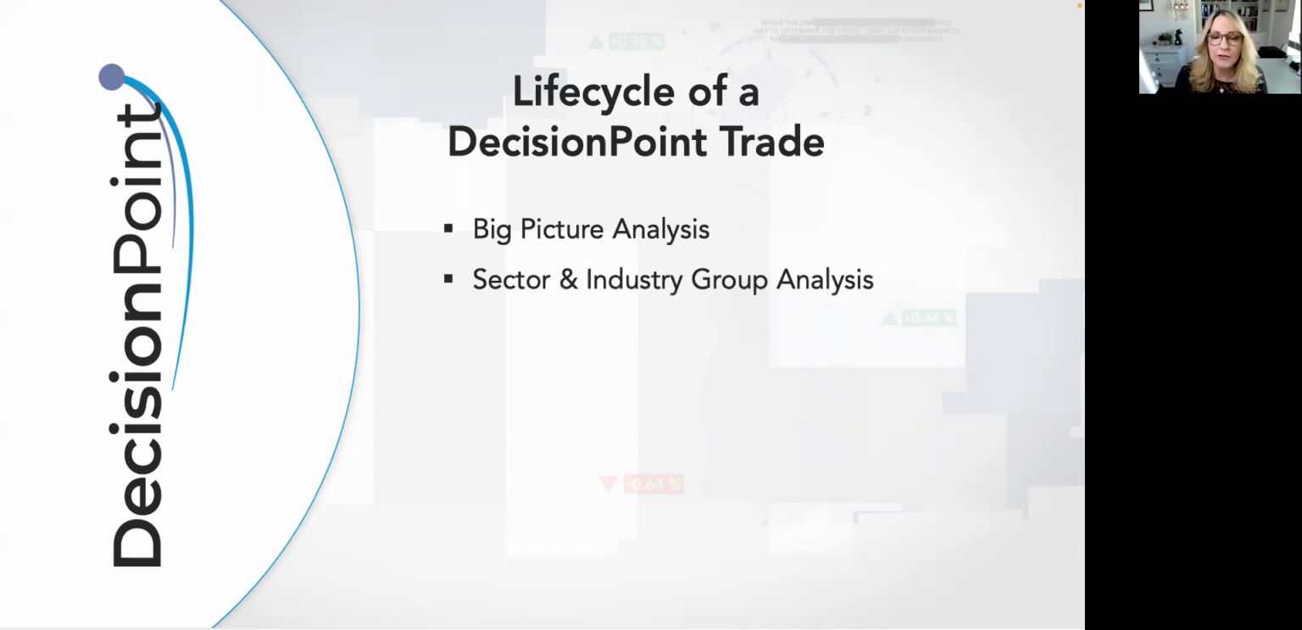From there, I do some sector and industry group analysis. I look at our under the hood sector charts. Once I find the sector that I want, I go in and analyze the different industry groups to see where the strength really lies within that sector, because as we all know, you can be in a sector that is underperforming, but an industry group within it is doing really well. So I'm usually trying to hone in on a good industry group as well.